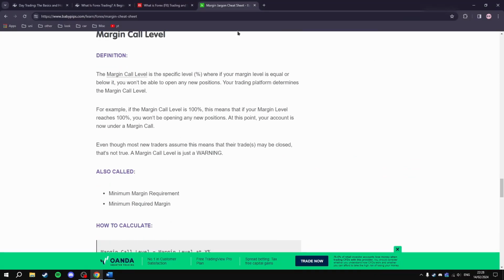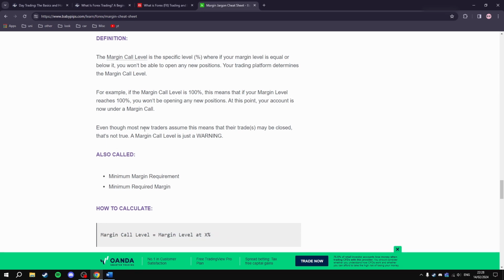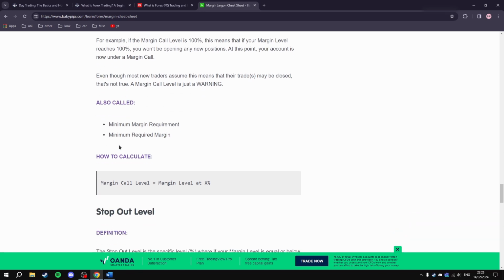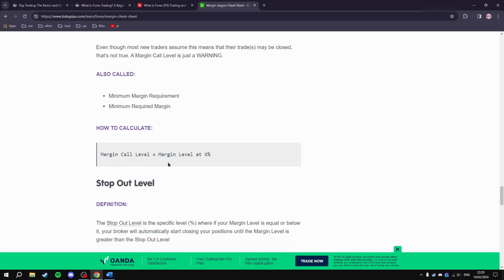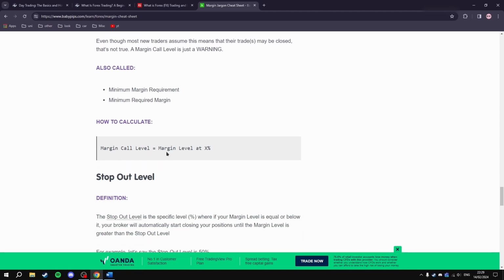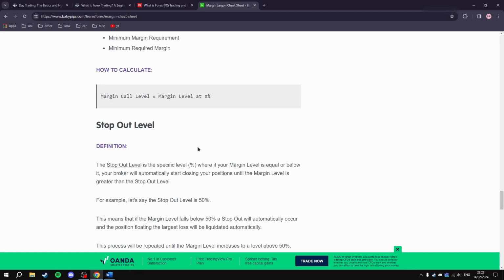For example, if the margin call level is 100%, this means that if your margin level reaches 100%, you won't be opening any new positions. At this point, your account is now under a margin call. Even though most new traders assume this means that their trades may be closed, that's not true. A margin call level is just a warning. Also called minimum margin requirement, minimum required margin. How to calculate? Margin call level is margin level at however many percent.